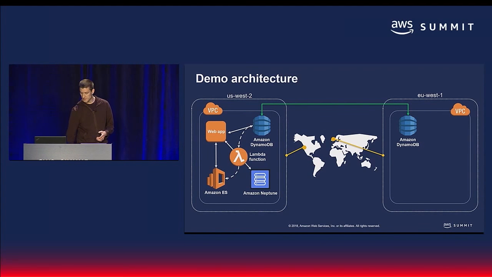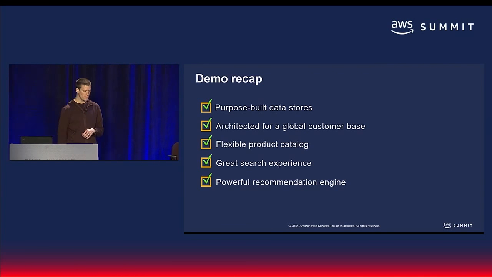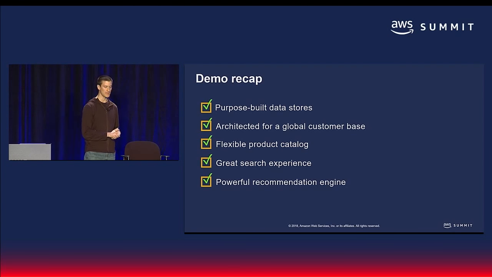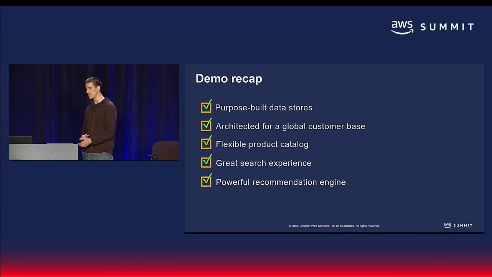So this is just an example of going through a simple scenario of using a specific database for the use case, and then choosing the best tool for that particular job. So we went through, we used a couple different databases, flexible product catalog, great search experience. We used Neptune to do a really quick but very powerful recommendation engine.